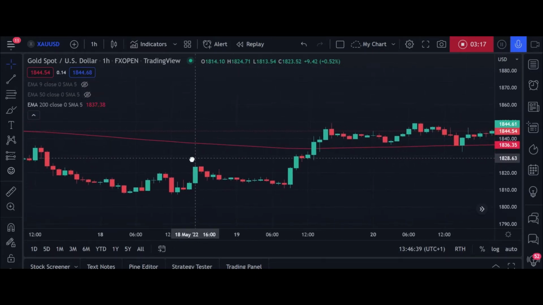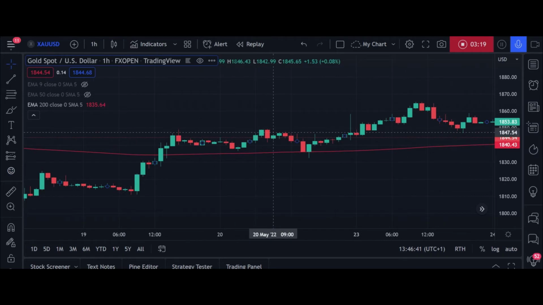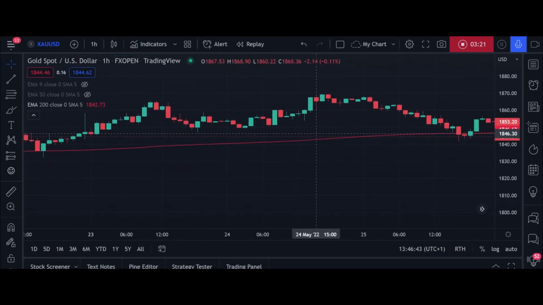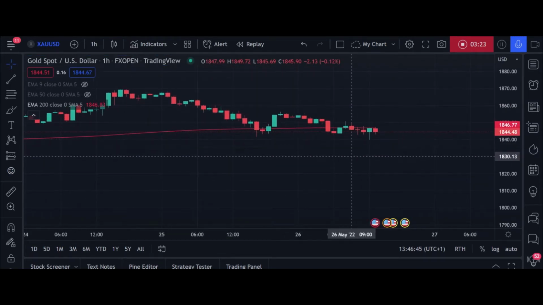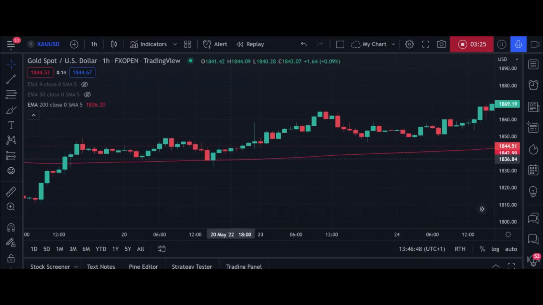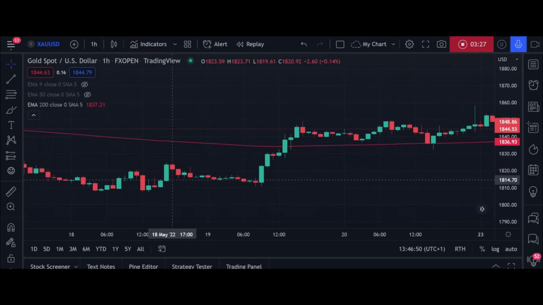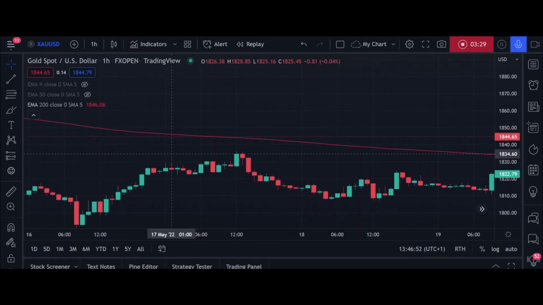If price action is above the 200 moving average, they will only place a buy trade. Conversely, if price action is below the 200 moving average, traders will be looking at only sell trades. There are many ways to trade with moving averages.